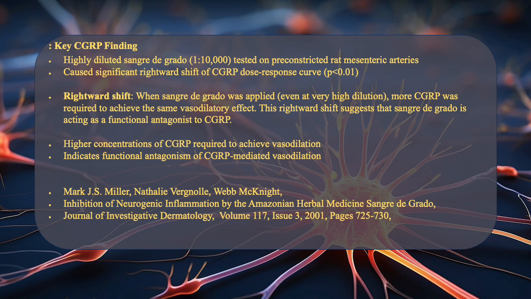Our key finding relates to CGRP, or calcitonin gene-related peptide, which is now recognized as a central mediator in migraine pathophysiology. In preconstricted rat mesenteric arteries, we discovered that even highly diluted Sangre de Grado at a concentration of just 1 to 1,000 caused a statistically significant rightward shift in the CGRP dose-response curve. This means that in the presence of Sangre de Grado, higher concentrations of CGRP were required to achieve the same vasodilatory effect.